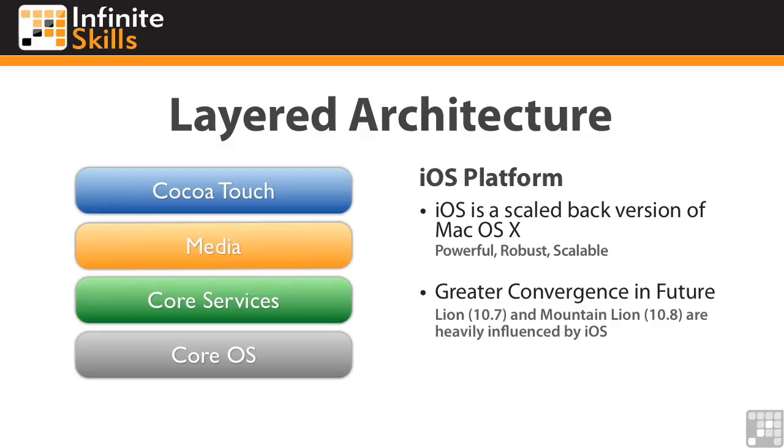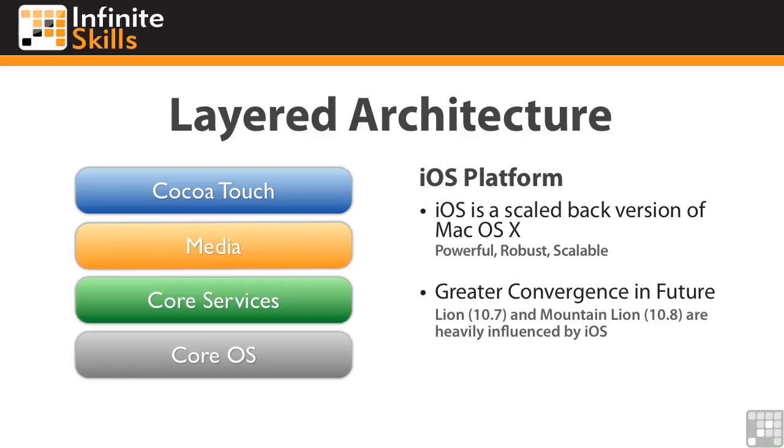iOS is really just a scaled-back version of OS X. And this is a great choice in operating system in that OS X is powerful, robust, scalable, can easily handle high levels of concurrency, is very efficient, so it really was a great choice for these mobile devices. Now OS X and iOS are still two separate platforms, but I think we'll continue to see a greater amount of convergence of these platforms as we go forward. Lion and Mountain Lion have been very influenced by advances made in iOS, and in the years to come I think we'll see these two platforms probably become a single operating system at some point in time.